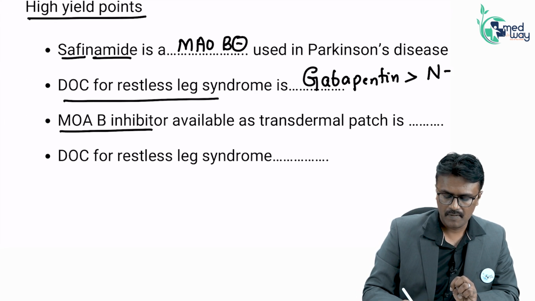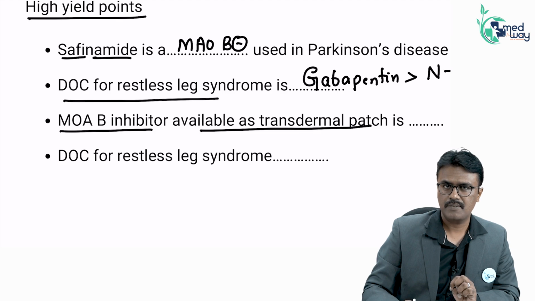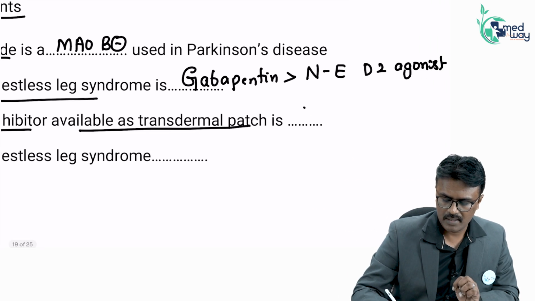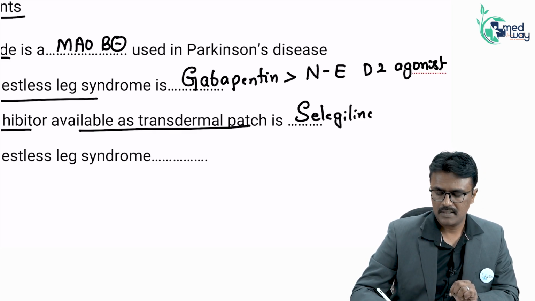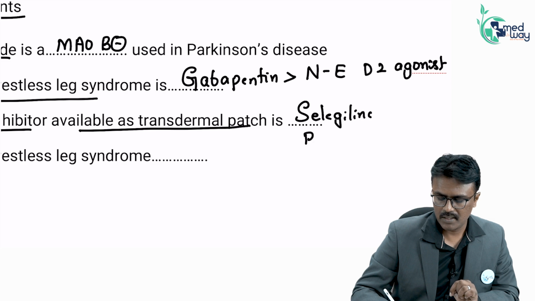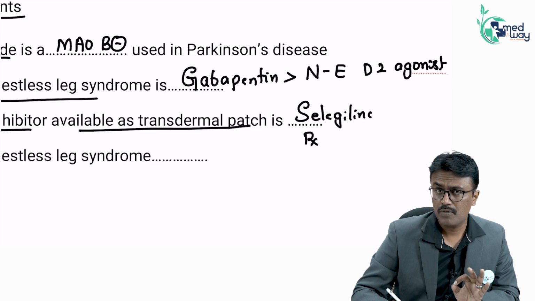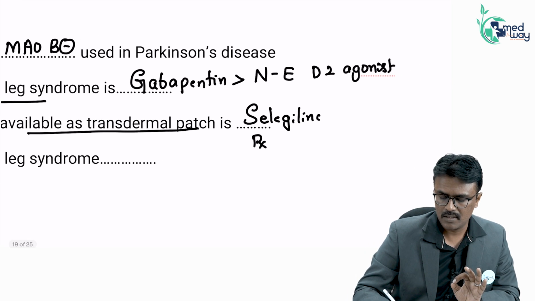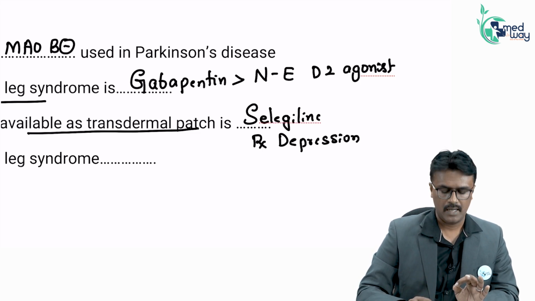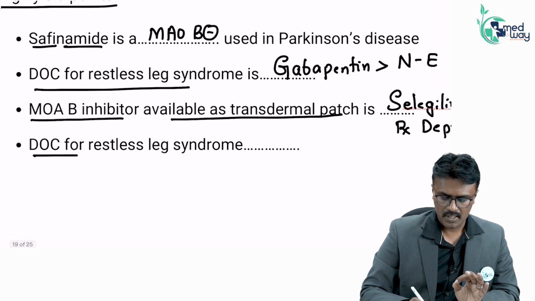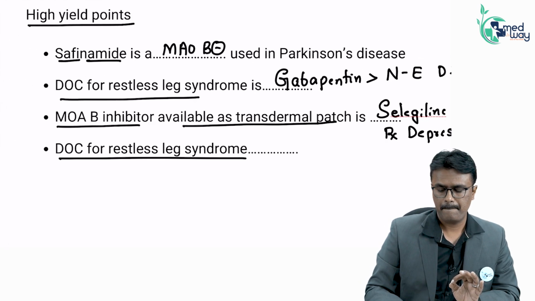MAO-B inhibitor available as a transdermal patch. Remember, it is selegiline. Add this to your notes. Selegiline transdermal patch is not for Parkinson's disease, it is for depression patients. So this point you have to add in your notes. I think the same question has been repeated here.